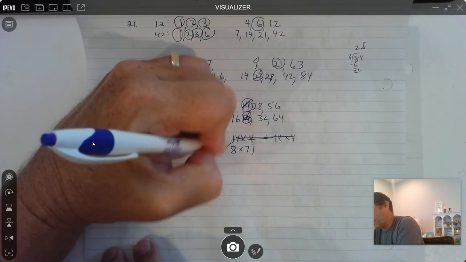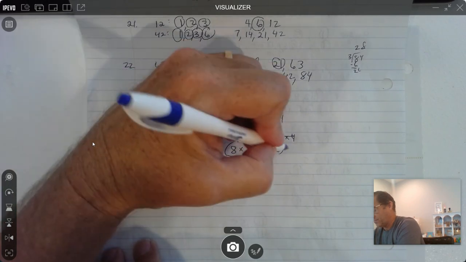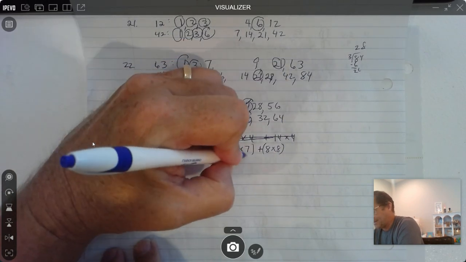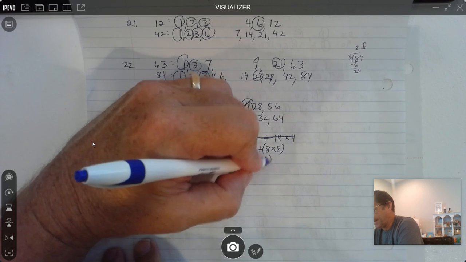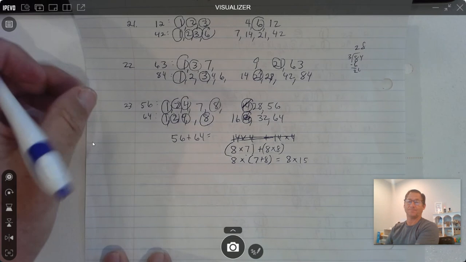So 8 times 7 plus 8 times 8, which can be rewritten as 8 times the sum of 7 plus 8, which is the same as saying 8 times 15.